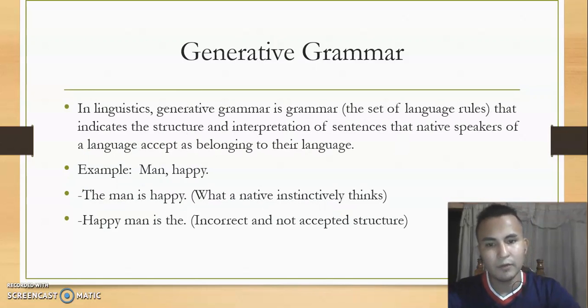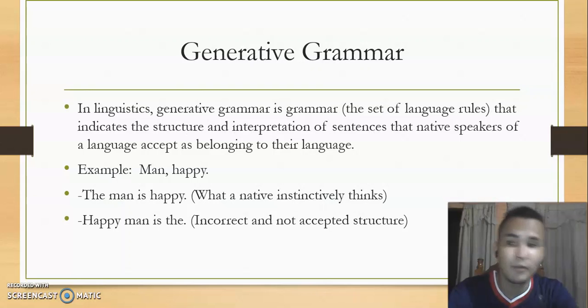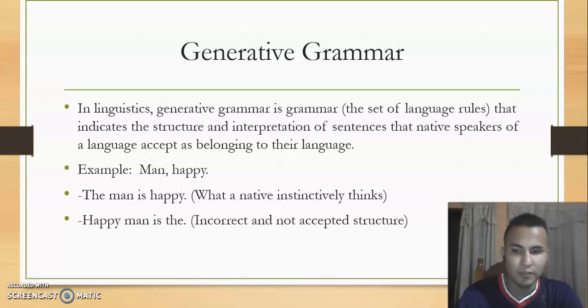Now, we are going to see generative grammar. In linguistics, generative grammar is a set of rules that indicates the structure and interpretation of sentences that native speakers of a language accept as belonging to their language.